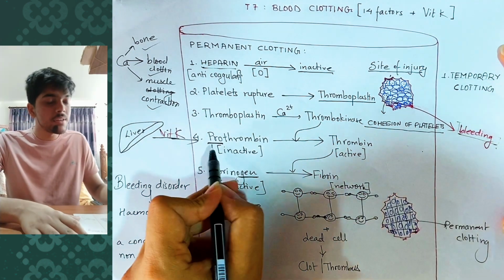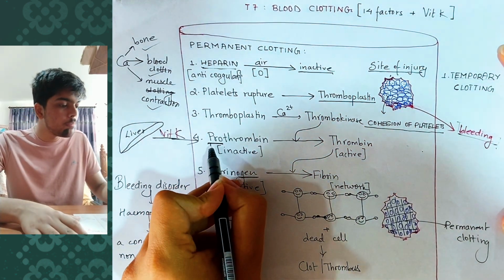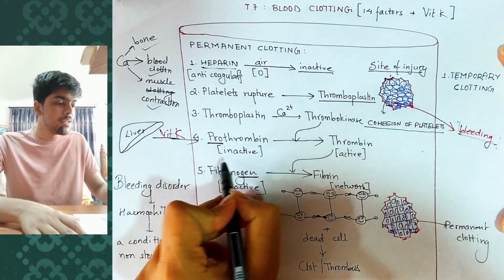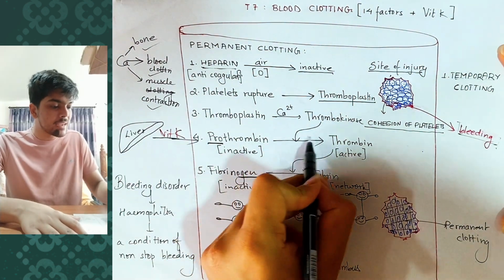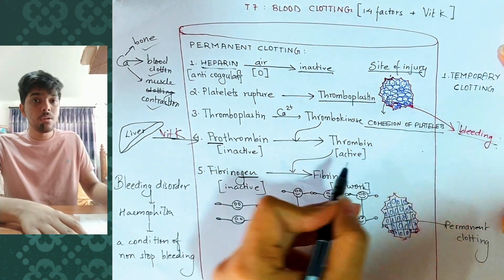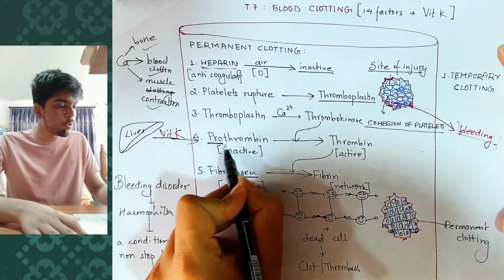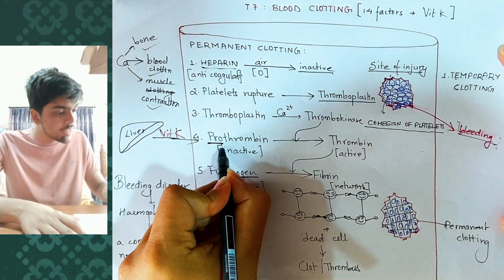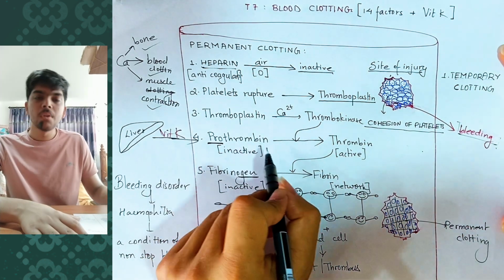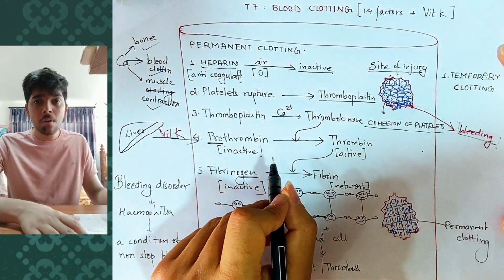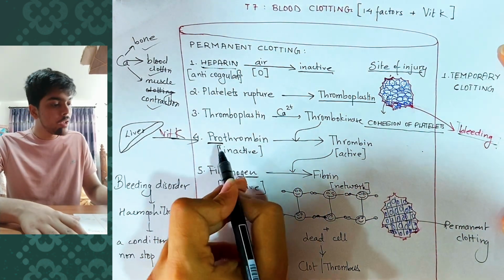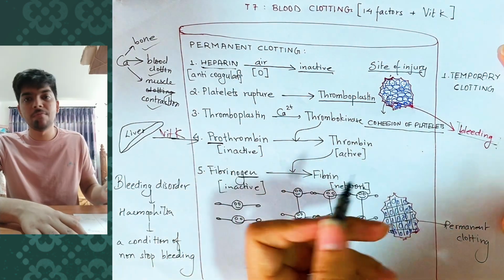Thrombokinase then activates the first clotting protein called prothrombin. Prothrombin is inactive. Thrombokinase activates it to thrombin. You can figure out that prothrombin is inactive with the help of this part, pro. Prorenin is the inactive form of renin, the same way prothrombin is the inactive form of thrombin.